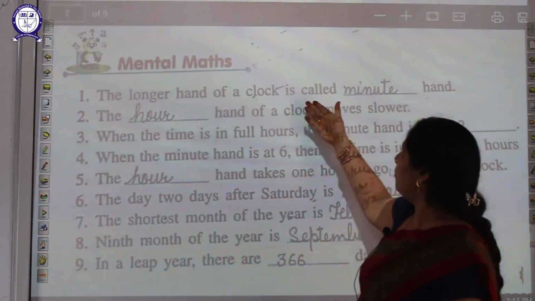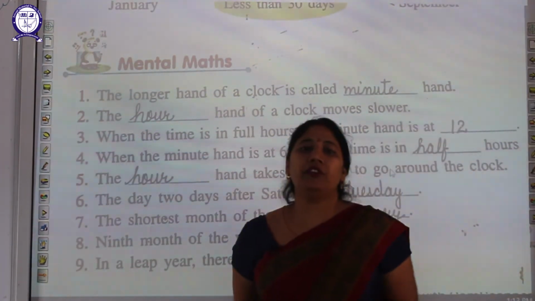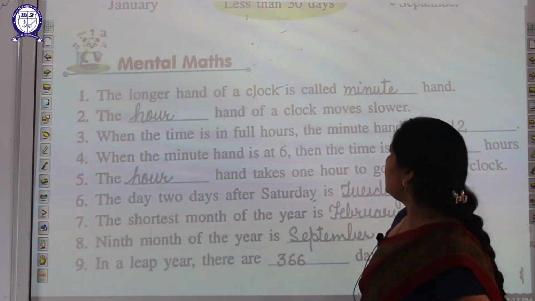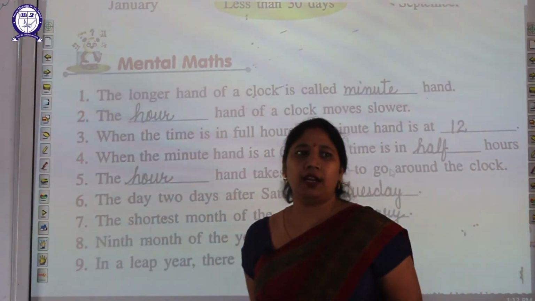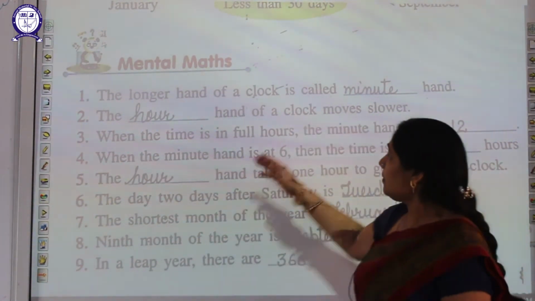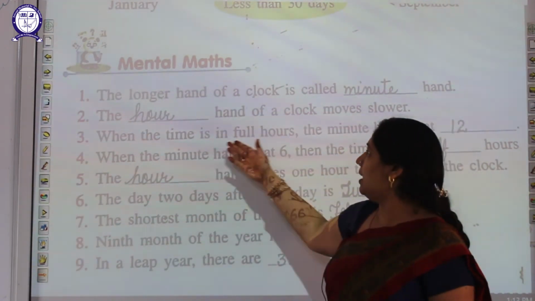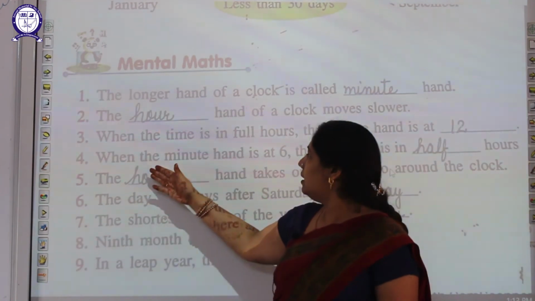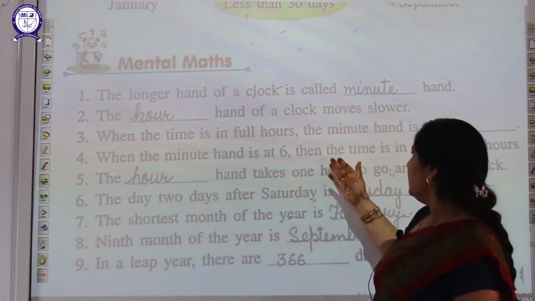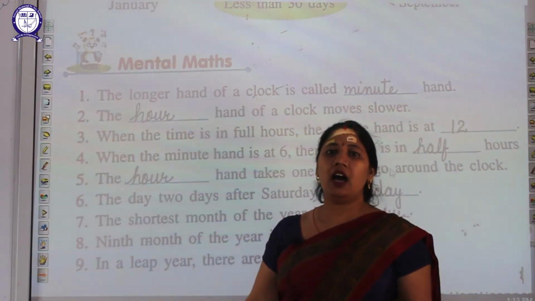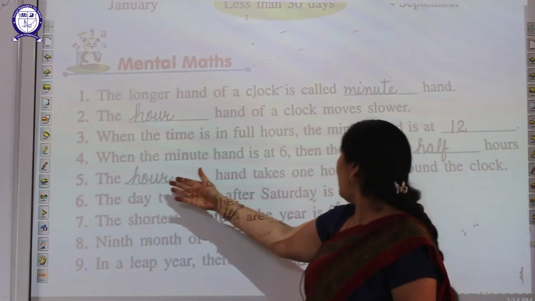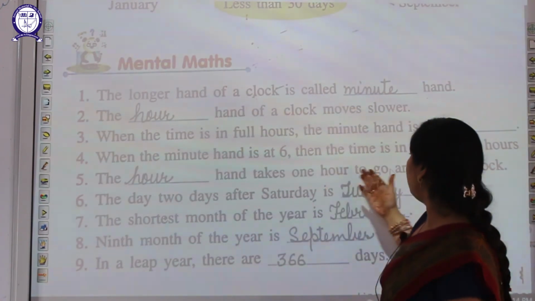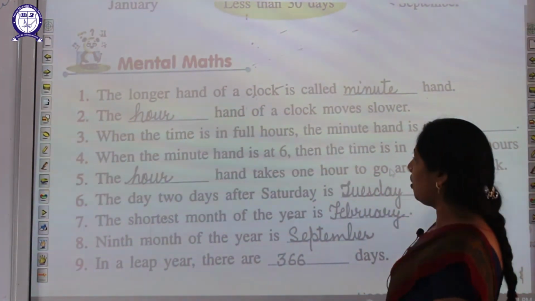The longer hand of the clock is called the minute hand. The hour hand of a clock moves slower than the minute hand. When the time is in full hours, the minute hand is at 12. When the minute hand is at 6, then the time is half past. The minute hand takes 1 hour to go round the clock.